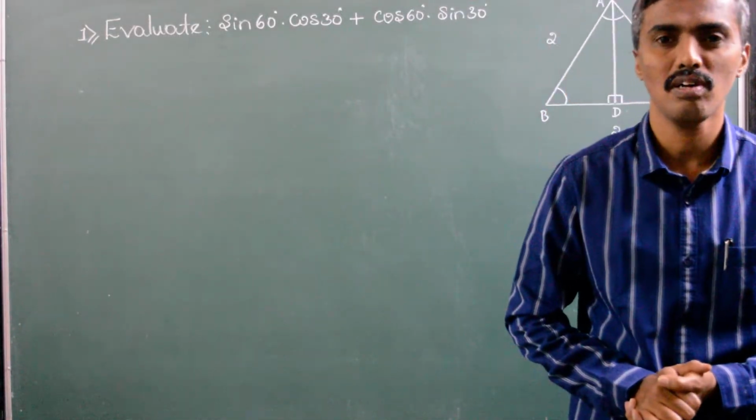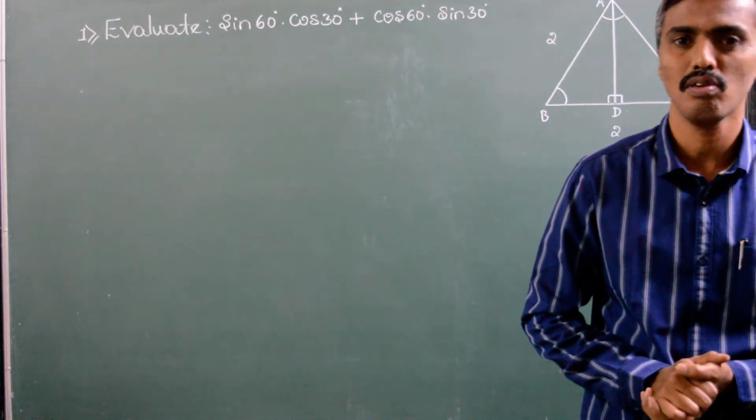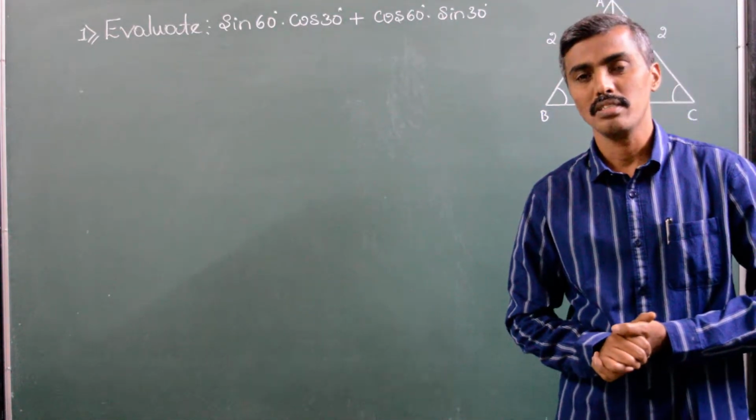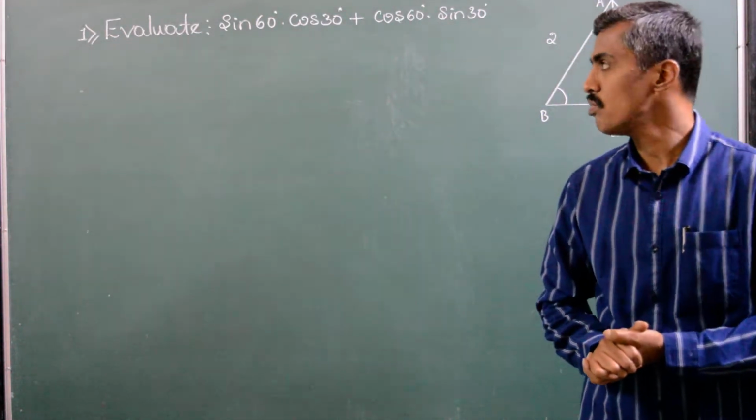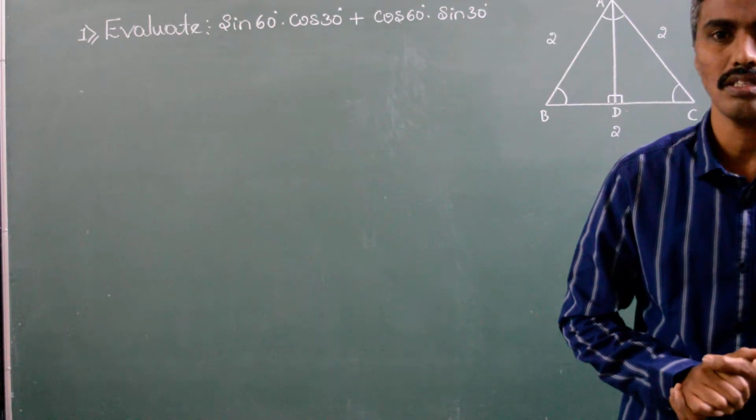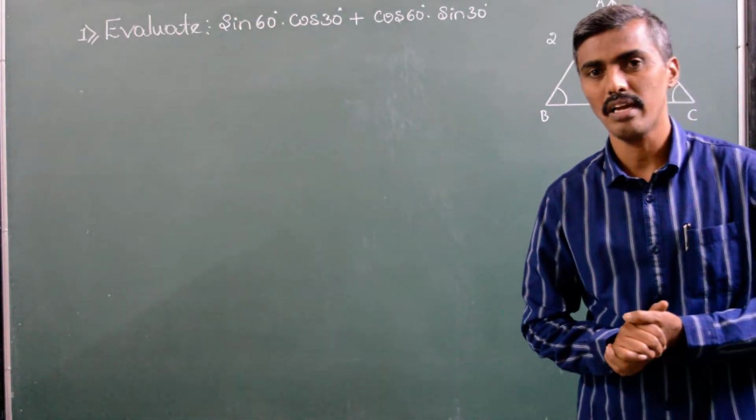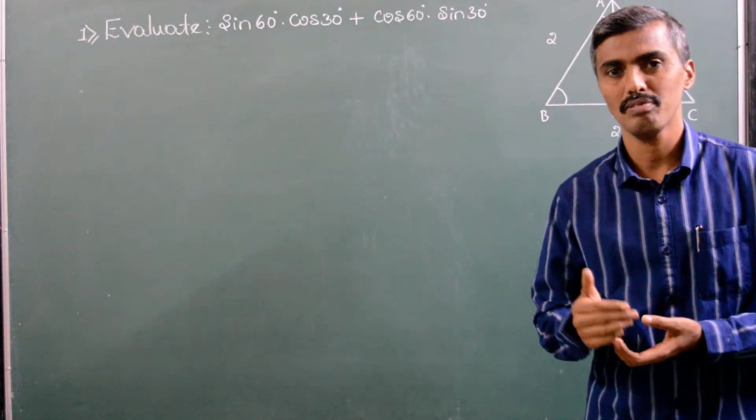This is our 9th video on trigonometry. In this video we are going to solve problems based on standard angles. You know the standard angles are 0 degree, 30 degree, 45 degree, 60 degree and 90 degree. Let me move on to the first problem.